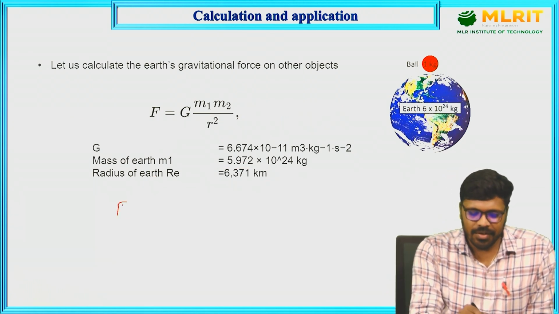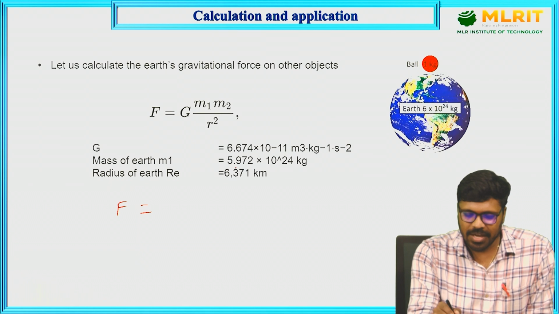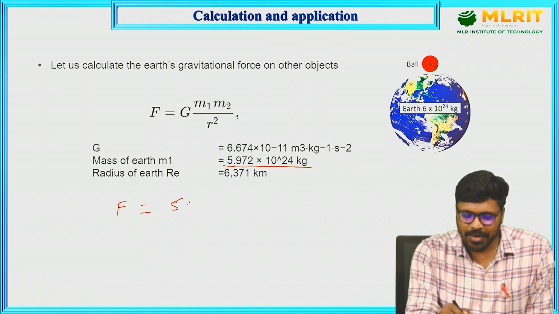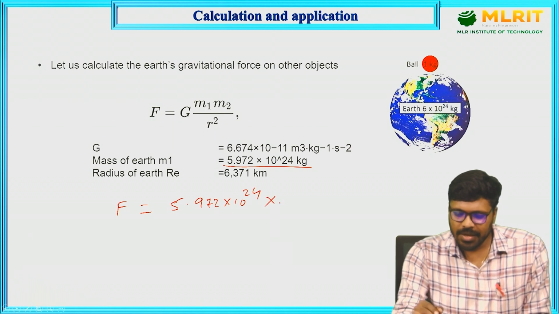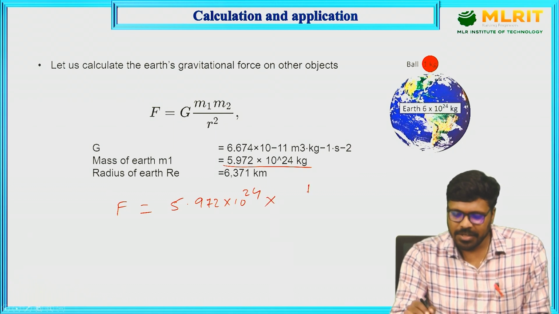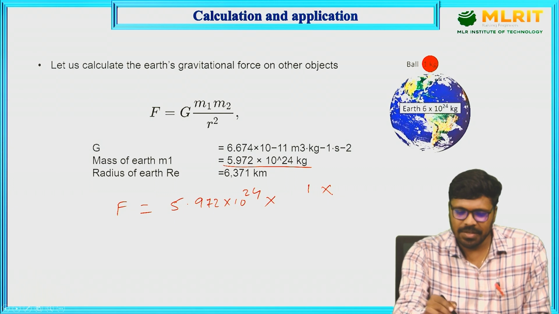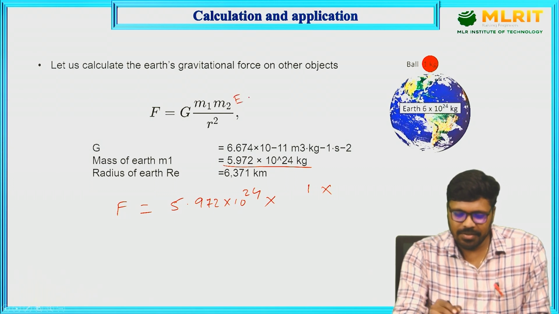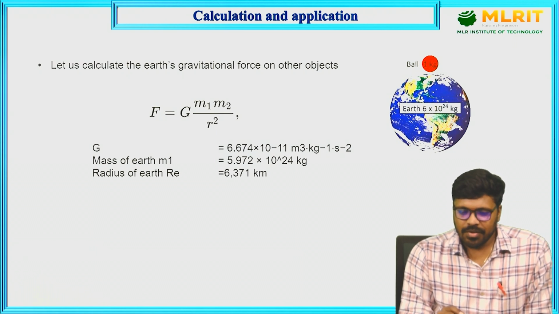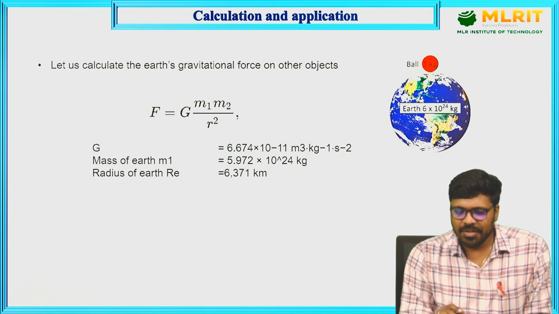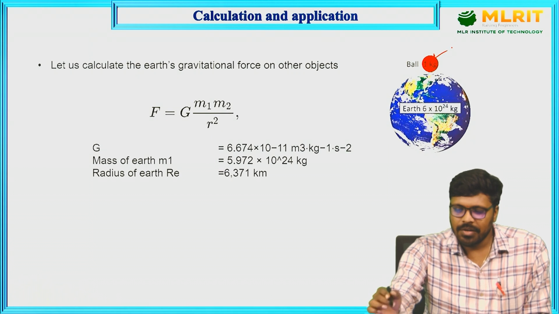What is F? F is equal to capital G. What is the value of capital G? Then 5.972 into 10 to the power of 24 kg, and m1 is the mass of ball, that is 1 kg, and m2 is the mass of earth. Right? What is the mass of earth? This is the mass of earth. Let's calculate the gravitational force of the earth on the object called ball now.